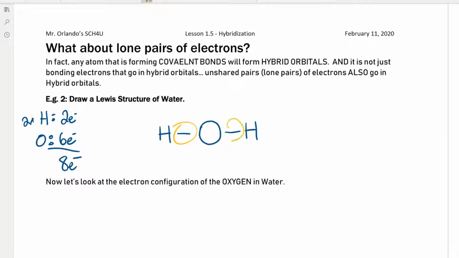And we only have 4 electrons, but we need to have 8. So we know we add lone pairs. So we're going to add a lone pair here and a lone pair there. And that should be the structure of water.